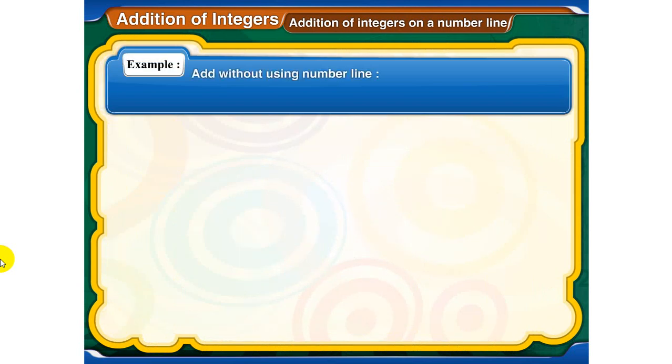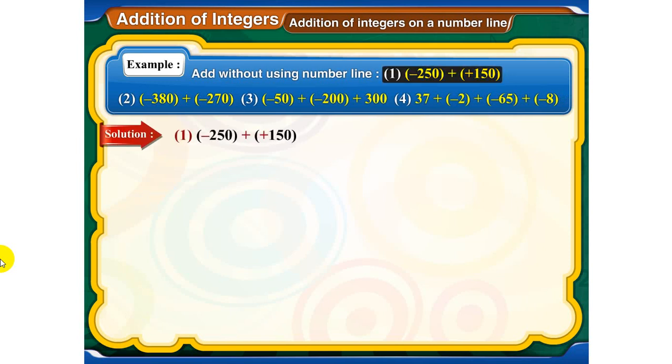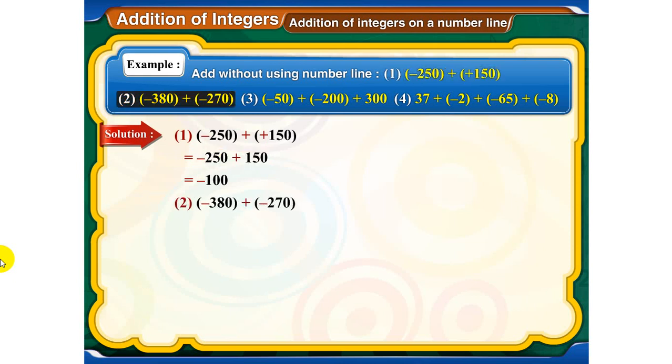Example. Add without using number line. Solution. 1. Minus 250 plus 150. This is equal to minus 250 plus 150, and that is equal to minus 100. 2. Minus 380 plus minus 270. This is equal to minus 380 minus 270, and that is equal to minus 650.